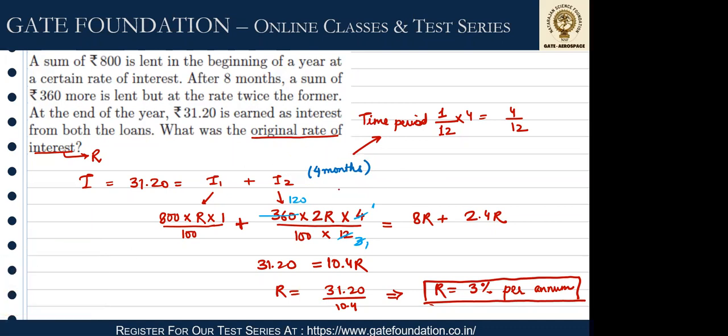Excuse me, sir. Yes. सर वो I1 में जो I1 इंटरेस्ट है वो पहले 8 मंथ के लिए लिया है ना, तो 8/12 नहीं आएगा I1 में? नहीं, ये मैंने पूरे साल के लिए लिया है. See, sum of 800 जो था वो तो स्टार्टिंग में announce कर दिया था, उनको दे दिया था, it was lent. But after 8 months a sum of 360 more. So 800 तो है ही, उसके अलावा और 360 है. Right, so हाँ, मतलब 800 was for the entire year.